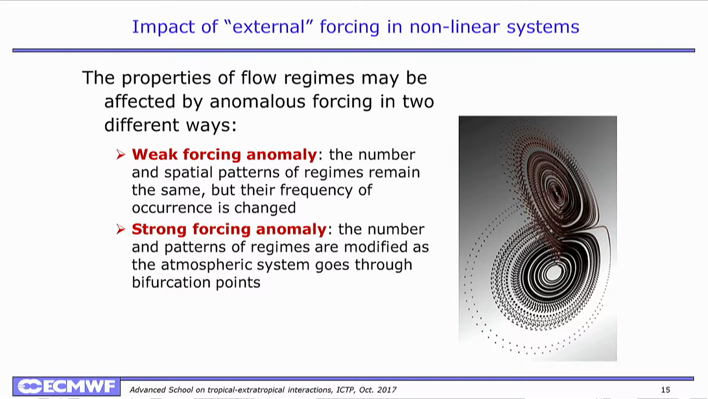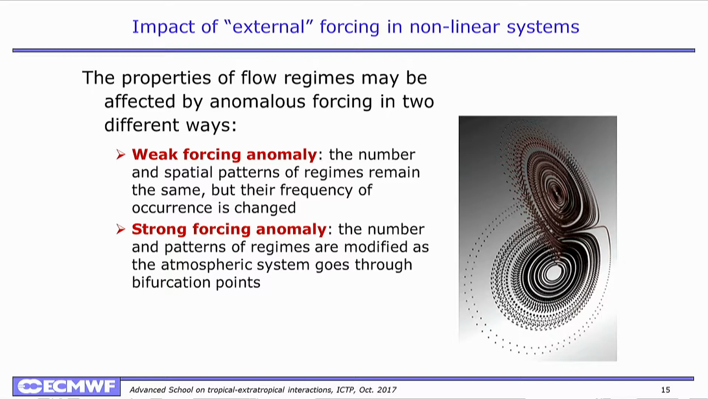Now the point is, if we want to use these regimes to understand the impact of an anomalous forcing like the one that can come from ENSO or the MJO, as has been mentioned before, one has to think about, in general, what is the impact of an external forcing in a nonlinear system. And you can maybe experiment with some very simple nonlinear system like the Lorenz convection model of 1963. This is what was described in a paper by Palmer that Angel mentioned before, and in other papers that we did with Laura.